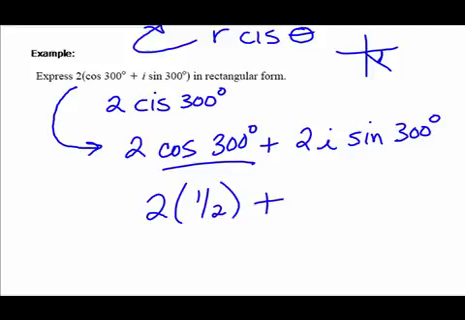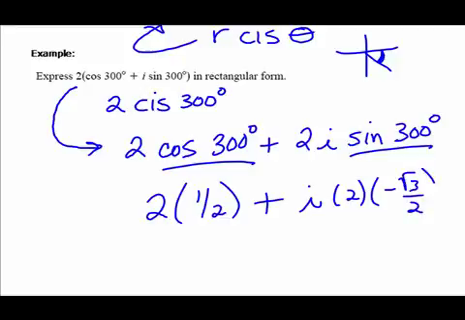plus, same thing, sine, however, is in quadrant 4, where sine is negative, and the sine of a 60-degree reference angle is the square root of 3 over 2. Negative square root of 3 over 2 since we're in quadrant 4. So what we have over here on the right-hand side is technically i times 2 times negative root 3 over 2.